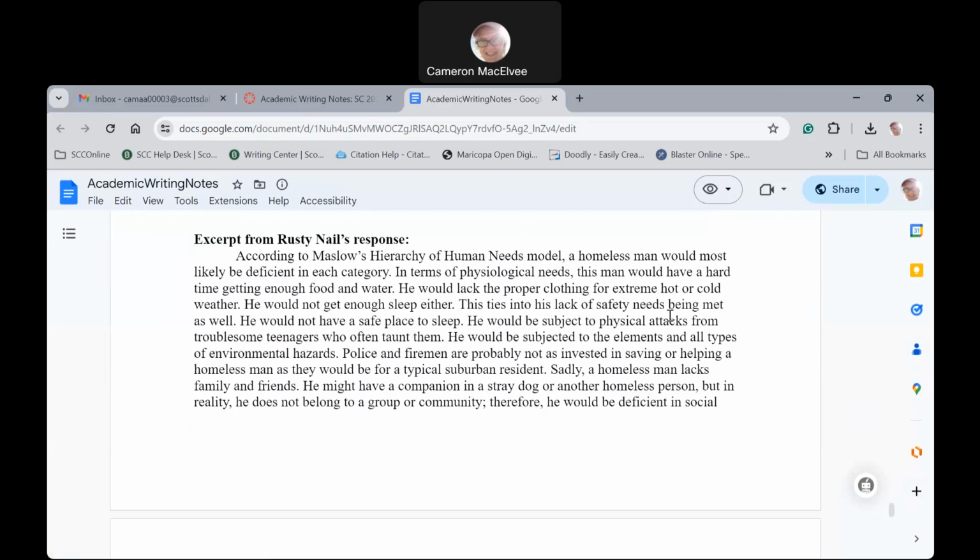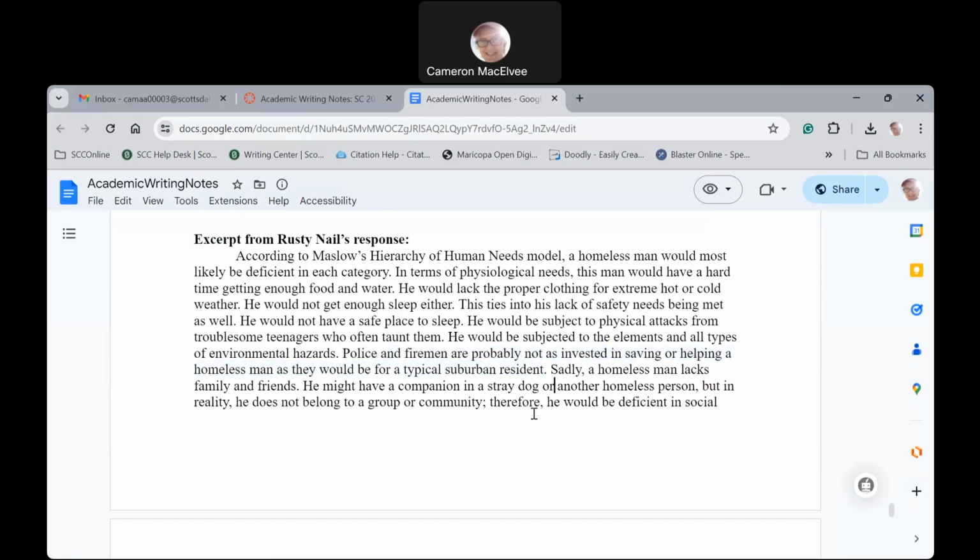This ties into his lack of safety needs being met as well. He would not have a safe place to sleep. He would be subject to physical attacks from troublesome teenagers who often taunt him. Now, I want to point out that he's using better language than, let's say, Johnny did. Troublesome teenagers, we would mostly say jerky teenagers or asshole teenagers or whatever, but he's using a more formal, semi-formal language. He would be subjected to the elements and all types of environmental hazards. Police and firemen are probably not as invested in saving or helping a homeless man as they would for a typical suburban resident. And I take a little, you know, I'm not sure about that statement.